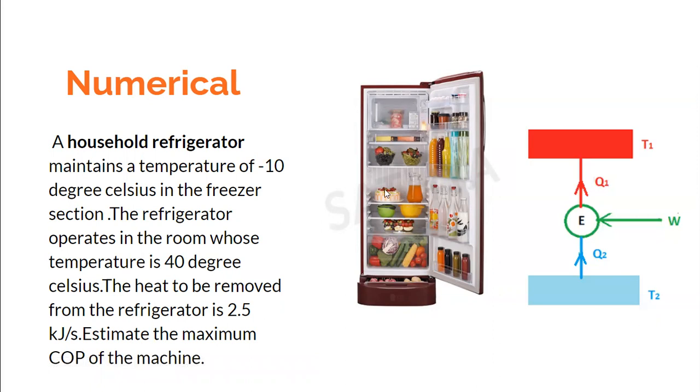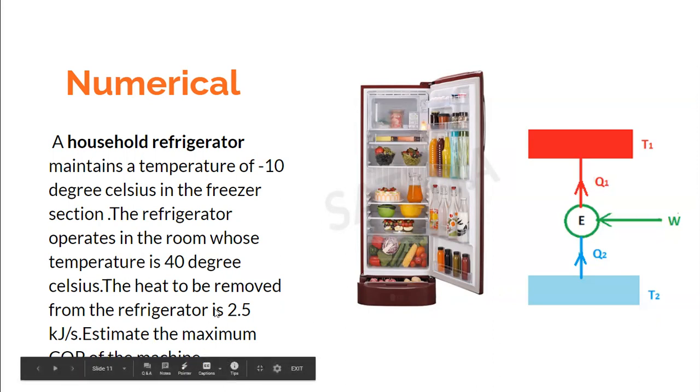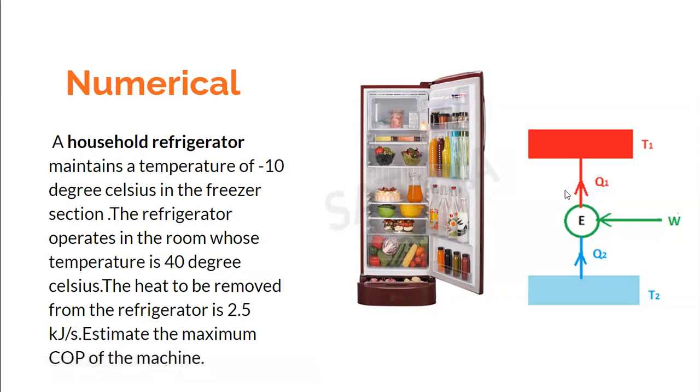Now, when you are required to find the maximum performance of the machine, that is maximum COP, then you don't require this quantity of heat which is to be removed, because you know that the maximum coefficient of performance of this machine is the Carnot COP, and Carnot COP is a function of only the higher temperature T1 and lower temperature T2.